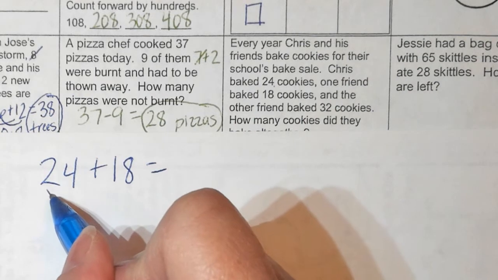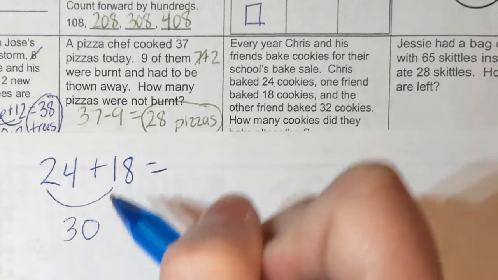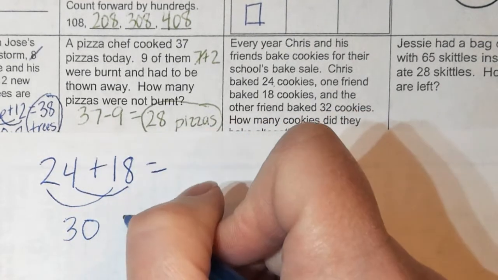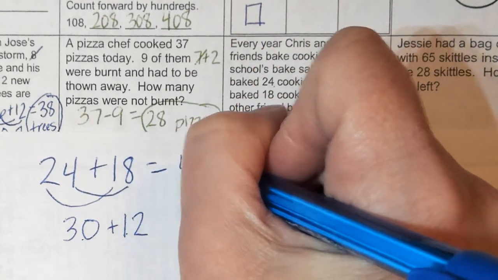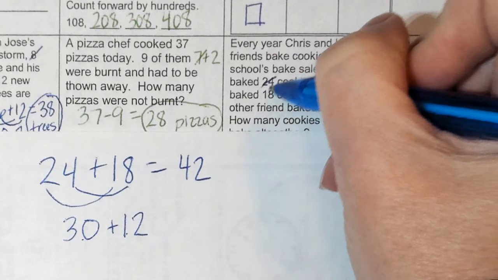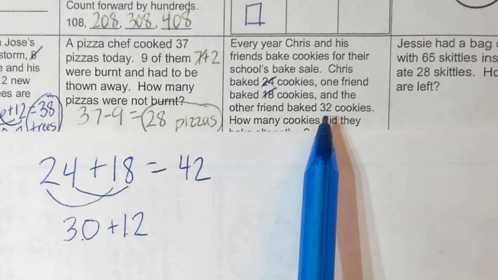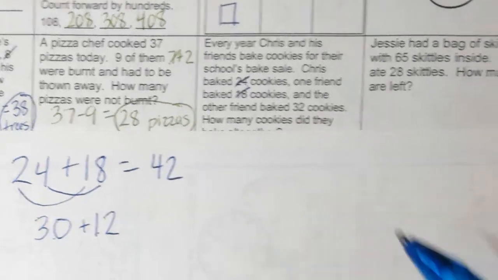So I have 2 tens plus 1 ten, which is 3 tens, or 30. If I add the numbers in the ones place, 4 plus 8 is 12. And 30 plus 10 is 40, and 2 more is 42. So when I added the 24 and the 18, I have 42. Now I need to add on the 32 cookies that the other friend baked.